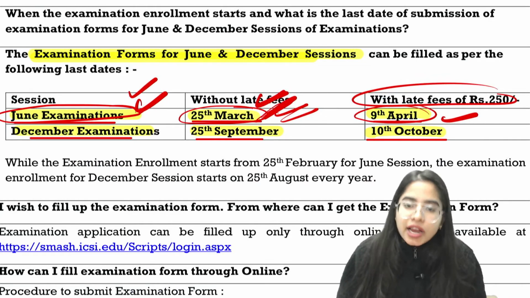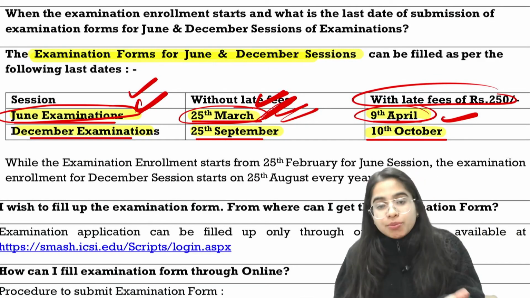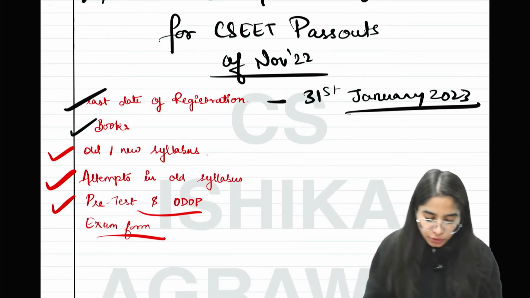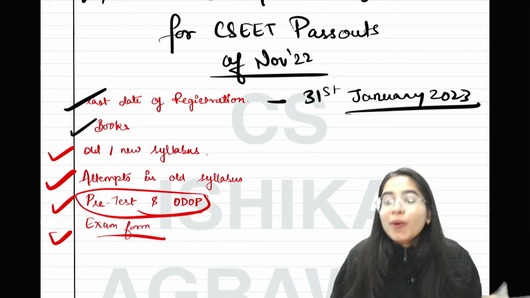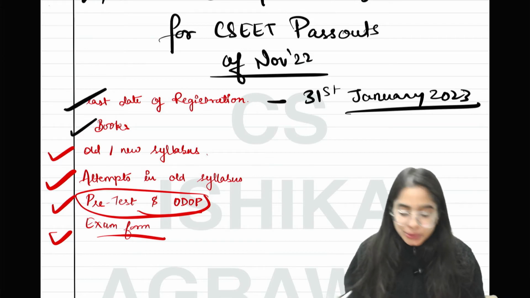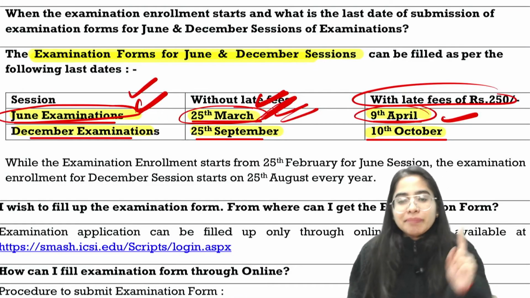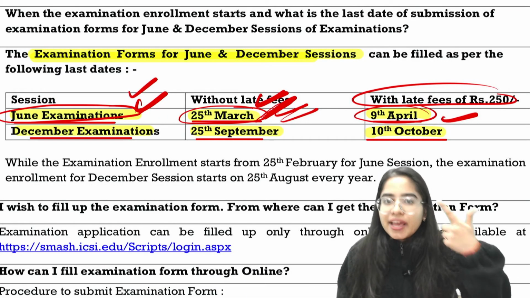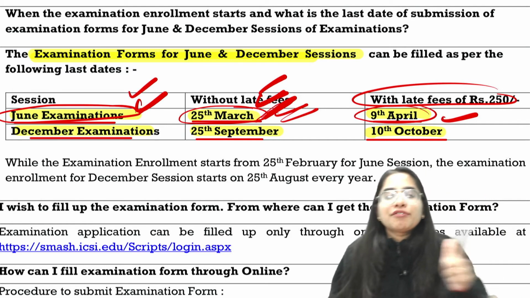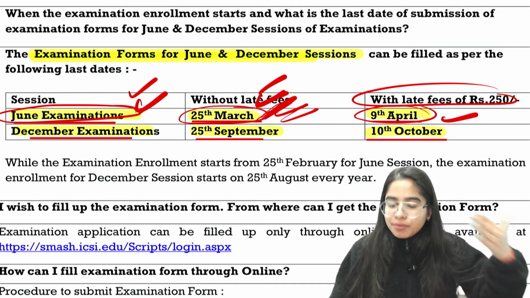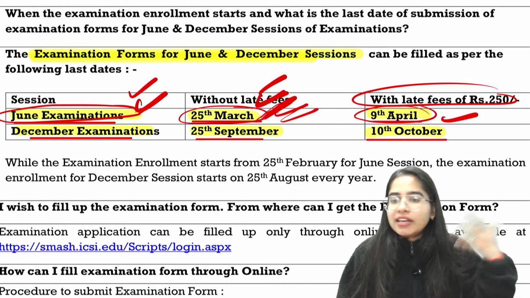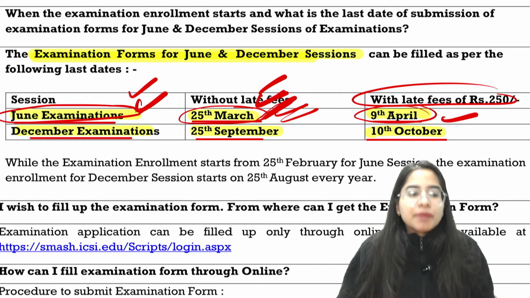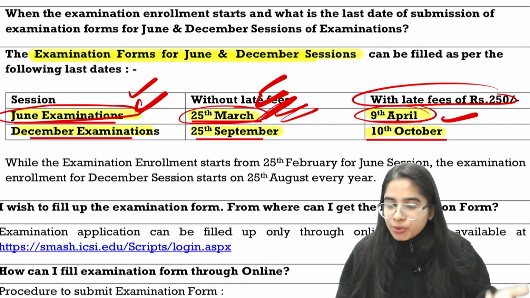So this is the fee of the exam form, and this is the last date of filling the exam form. Now, in order to be eligible to fill the exam form, you have to complete these two criteria, that is pre-test and ODOP. You can do pre-test and ODOP any day, but make sure you complete them before 25th March. Don't worry, we will update everything about pre-test and ODOP on our channel, how to give the pre-test and how to do ODOP. Basically, ODOP you have to do in your chapter office.